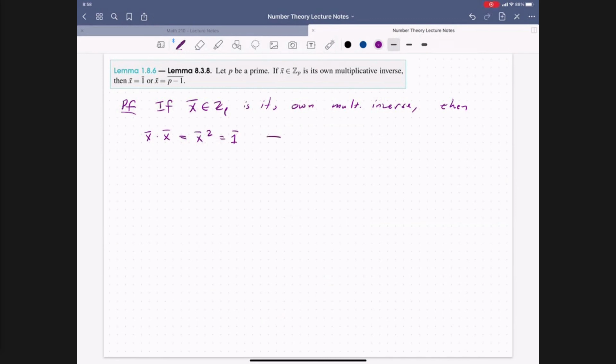But if we subtract on both sides by 1, we get x bar squared minus 1 bar is equal to 0 bar. We factor, that's a difference of squares, so we have x bar plus 1 bar times x bar minus 1 bar is equal to 0 bar. But the integers modulo p is a field, and we proved that we have a cancellation law. Specifically, we have already shown that if this is equal to 0, then x bar plus 1 bar is equal to 0 bar, or x bar minus 1 bar is equal to 0 bar.